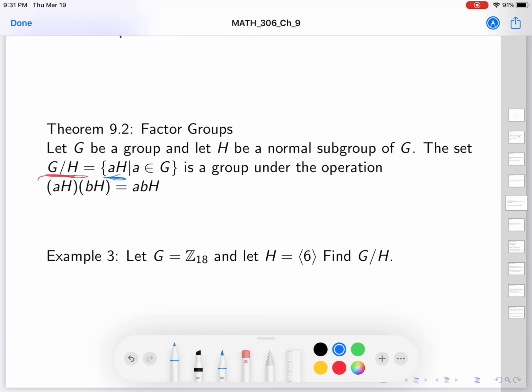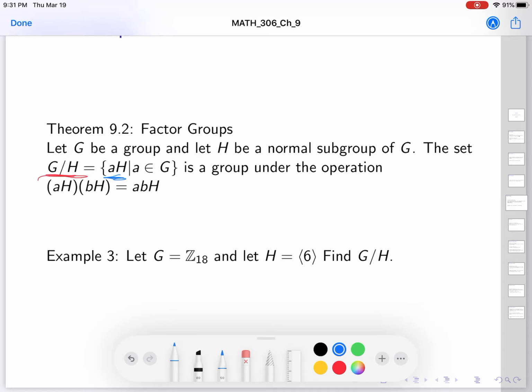So we are going to be looking at cosets as we look at factor groups, and we're going to be looking at the cosets as a group of cosets. This set of cosets, the factor group of G by H, is a group under the operation aH times bH equals abH. If we are under addition instead of multiplication, then (a + H) + (b + H) would be equal to (a + b) + H. So it works with multiplication or with addition.